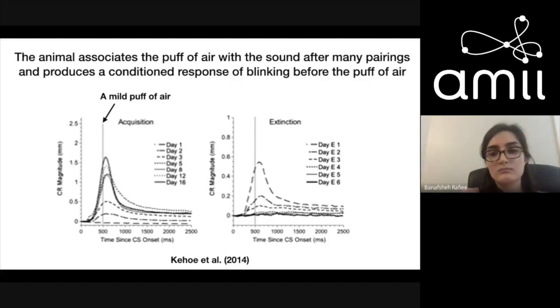And on the diagram on the right, we have an extinction process where only the sound is presented and it's not followed by the puff of air. And so after multiple trials, the animal learns that the association is gone and its conditioned response goes to zero.